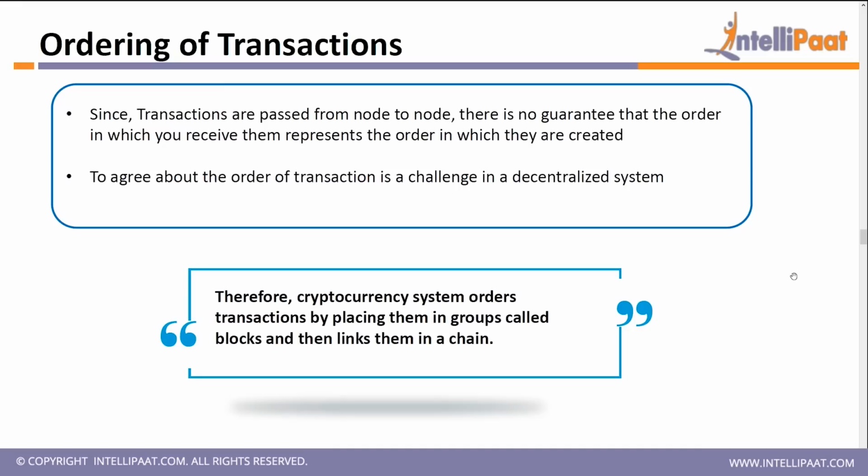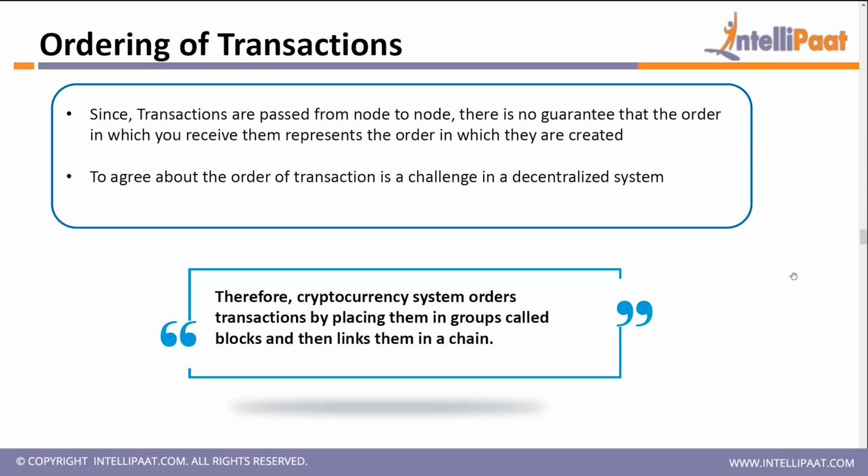Now, ordering of transactions. Since transactions are passed from node to node, there is no guarantee that the order in which you receive them represents the order in which they were created. Quite possible, because there are multiple nodes participating in the blockchain, and there may be any number of nodes initiating transactions in the network. Then no one can guarantee that the order is maintained while being received by the validators without creating a strong logic. To agree about the transaction order is a challenge in a decentralized system.